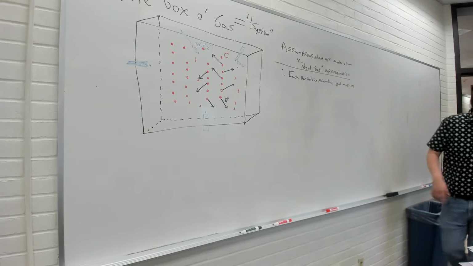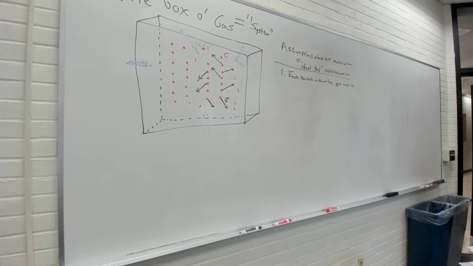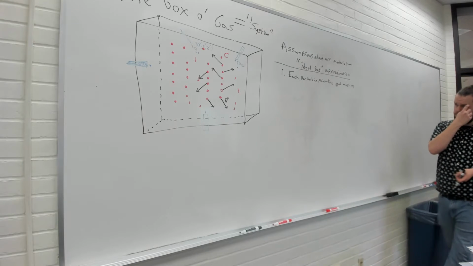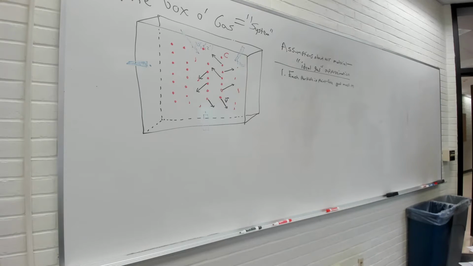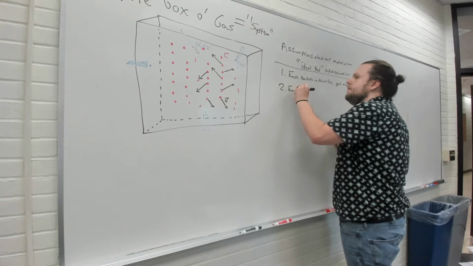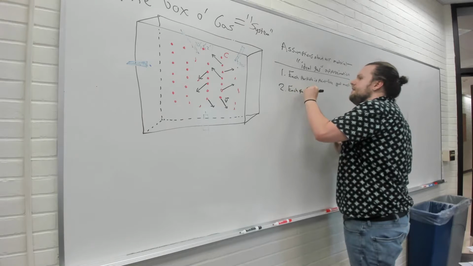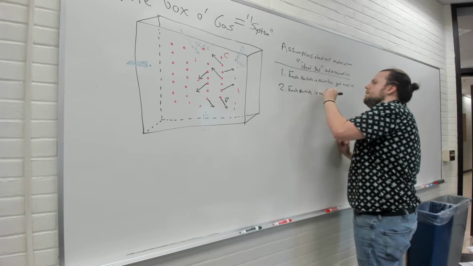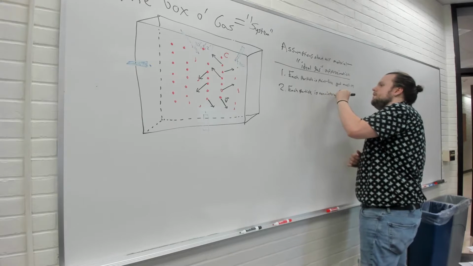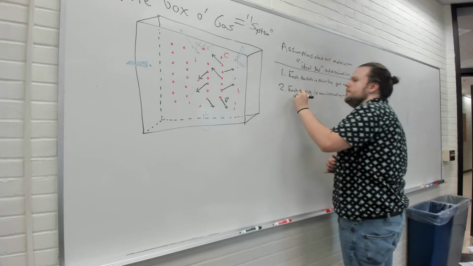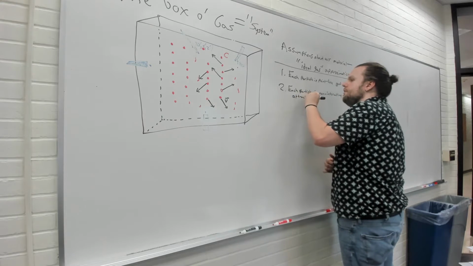M is 12 AMU if it's carbon. We're not going to worry about whether the atom has a radius or a diameter. If it's a sphere, we'll worry about that later. That's one of the things we can correct for. Each particle is non-interacting, which means they don't attract each other or repel each other. No attractions, no repulsions.